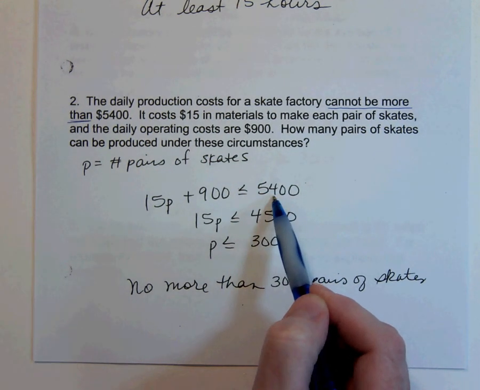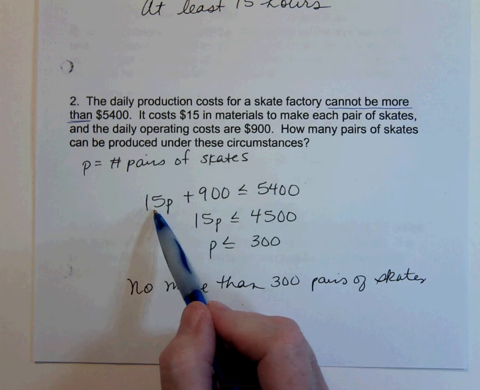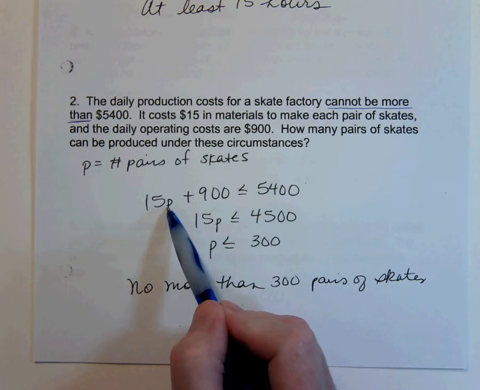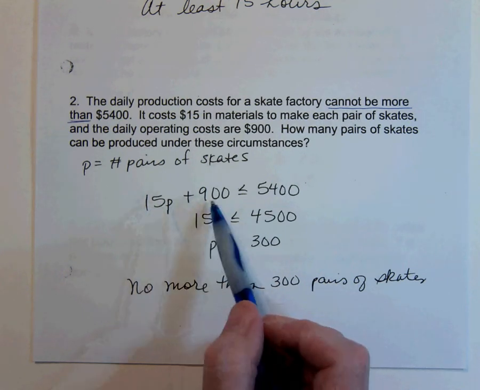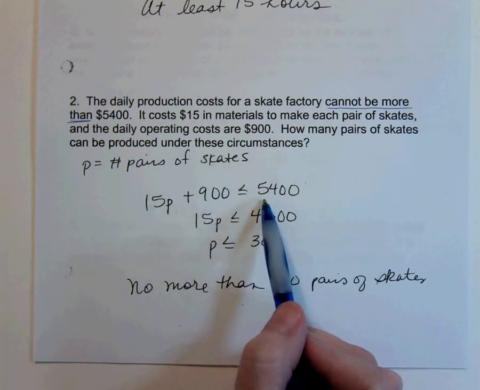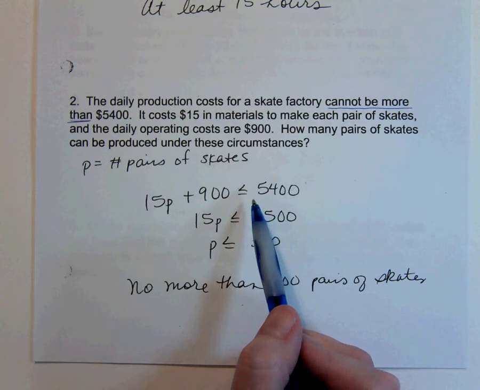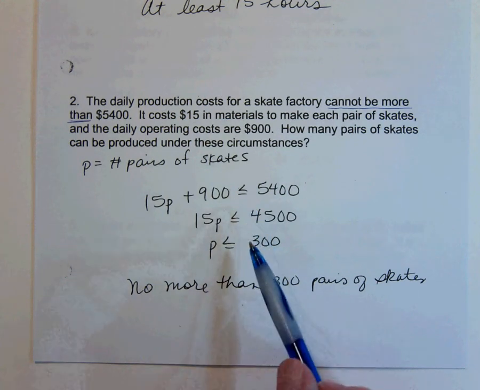If it costs $15 in materials to make each pair of skates, so the P representing the pair of skates, in each one the materials cost $15, and the operating cost, which is a set fee, is $900. This is your expression. So the more you do these expressions, and we'll try to do lots of application problems, the better you'll get at these word problems. How many pairs of skates could be produced?